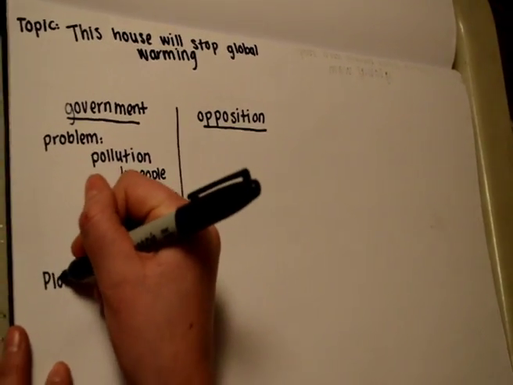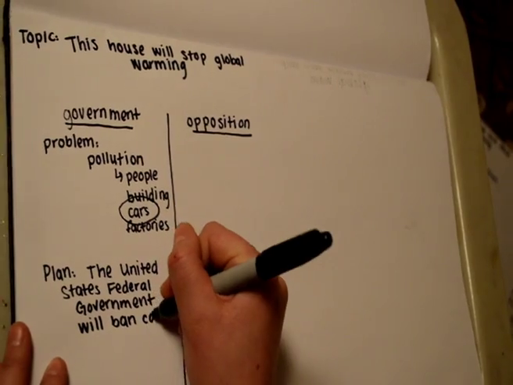So then it is the government's job to come up with a plan. What are they going to do to stop global warming? And their plan will be the United States federal government will ban cars. What does it mean to ban cars? It means no cars. After today, there will be 0 cars in the United States. We are going to ban them all, and this is how we are going to stop global warming.